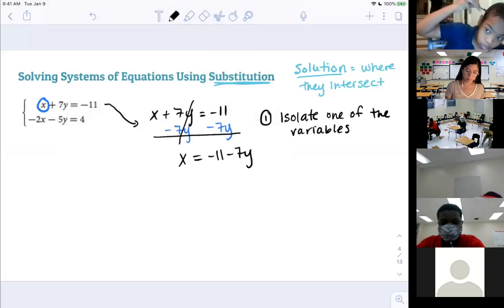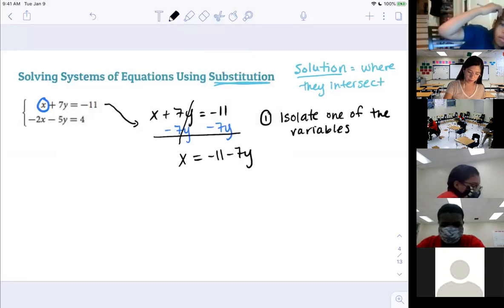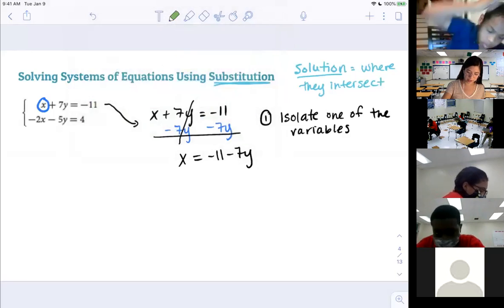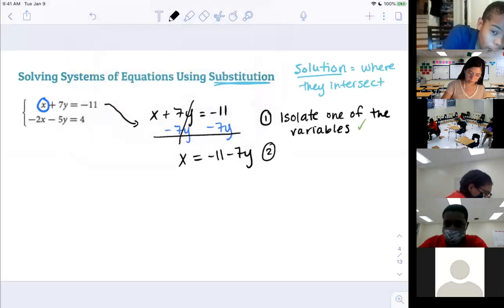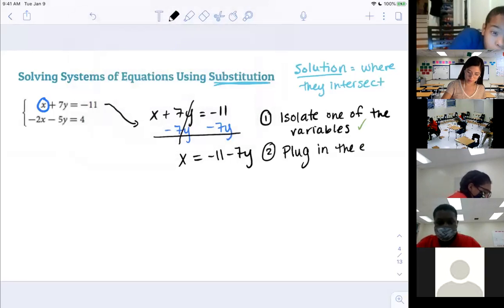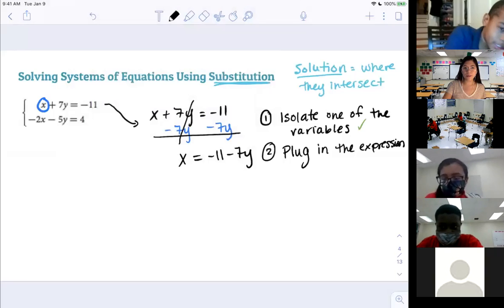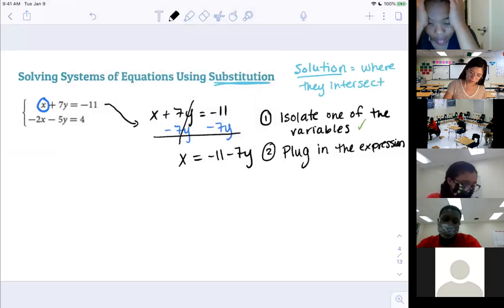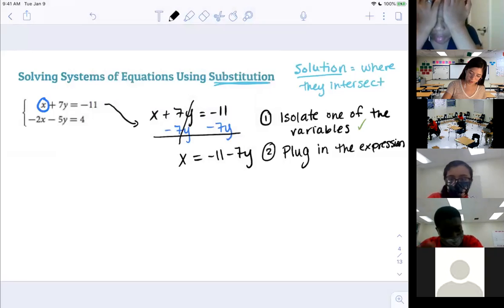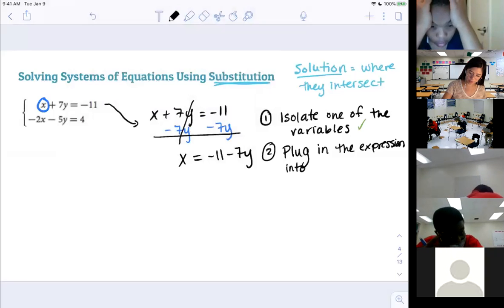Okay, so step 1, done. We isolated one of the variables. We isolated x. Step 2 is going to be? Isolate y. No, sir. Plug in. Yeah. But we don't know what y is. How do we figure out what x is? How about you watch and pay attention because I'm about to show you, Daniel. Plug in the expression into the other equation.